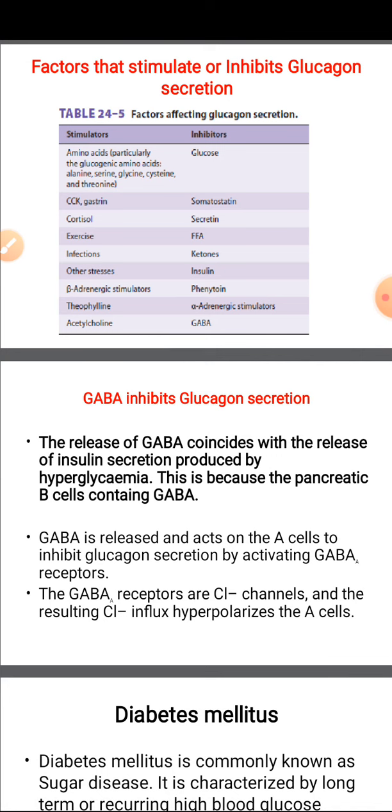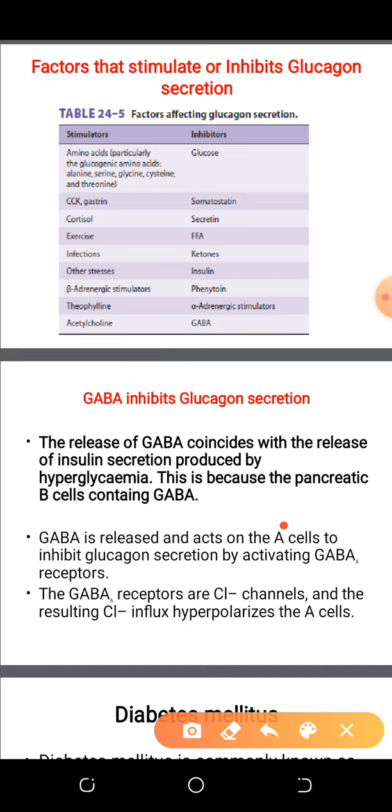The GABA is released and acts on the A cells, the glucagon producing cells, to inhibit glucagon secretion by activating the GABA-A receptors. These GABA-A receptors are chloride channels, and whenever chloride enters the cell, it becomes hyperpolarized, and it's very difficult for exocytosis to take place. The resulting chloride influx hyperpolarizes the A cells. So you may be wondering what happens to glucagon when insulin is being secreted. It is inhibited via GABA.